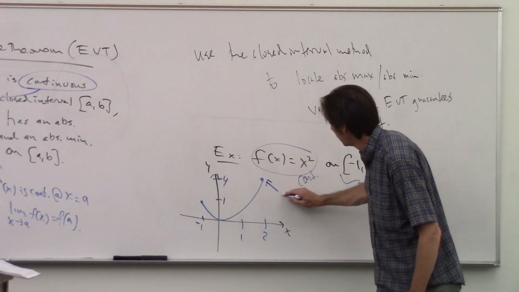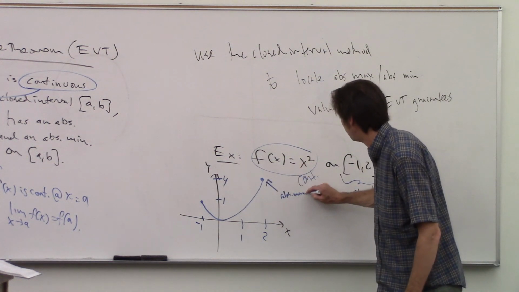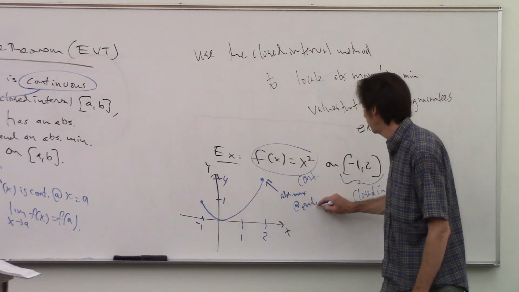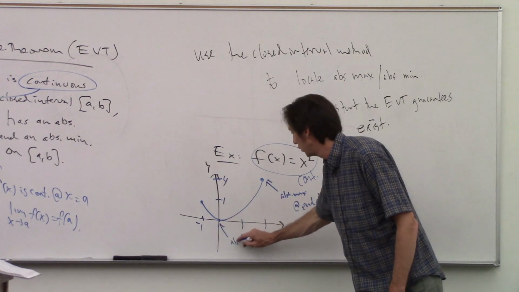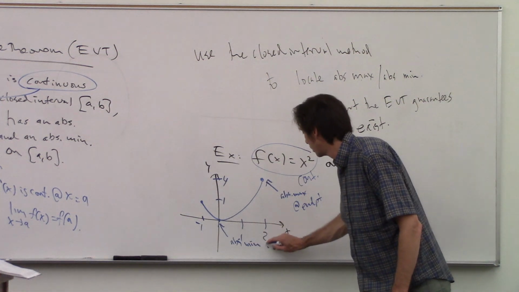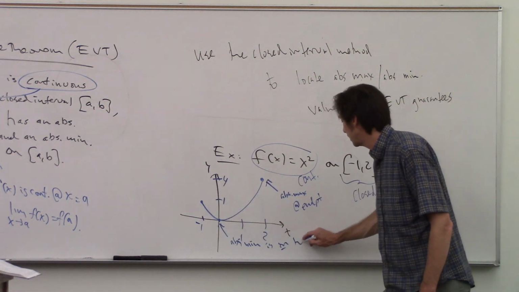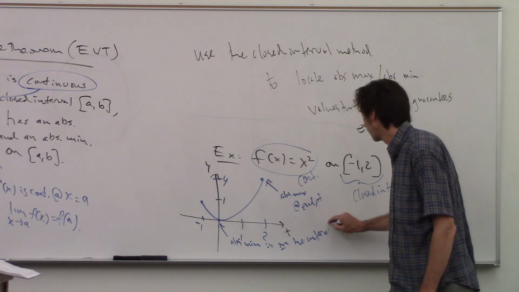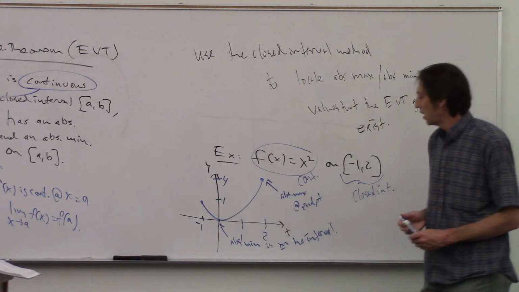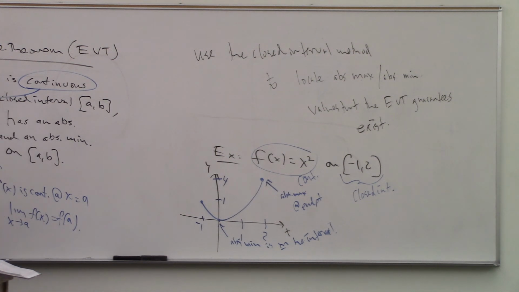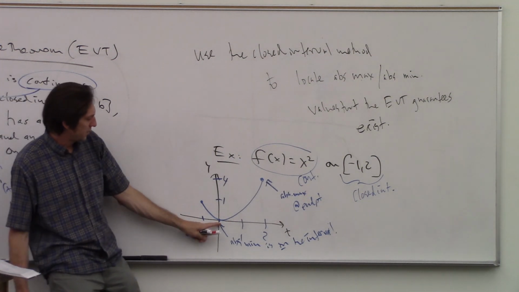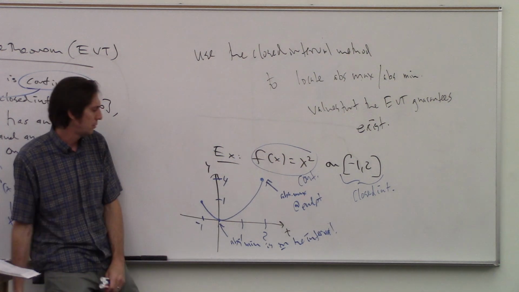Right, so here's an absolute max, and it's occurring at an endpoint. And down here at the min, the absolute min is inside the interval. And so I'm going to ignore the endpoint condition for a minute. But instead I want to focus on this minimum that's in the interval.